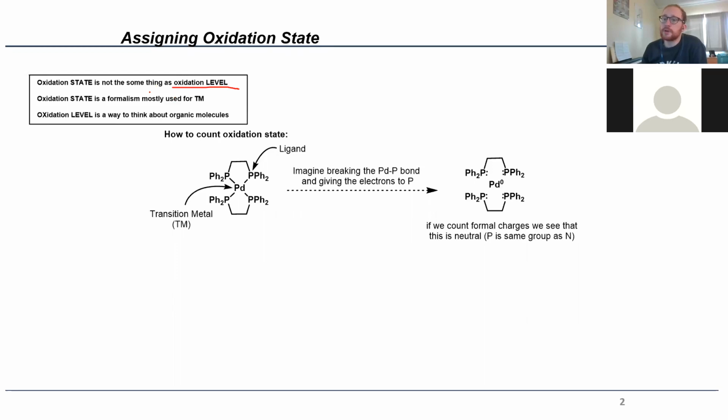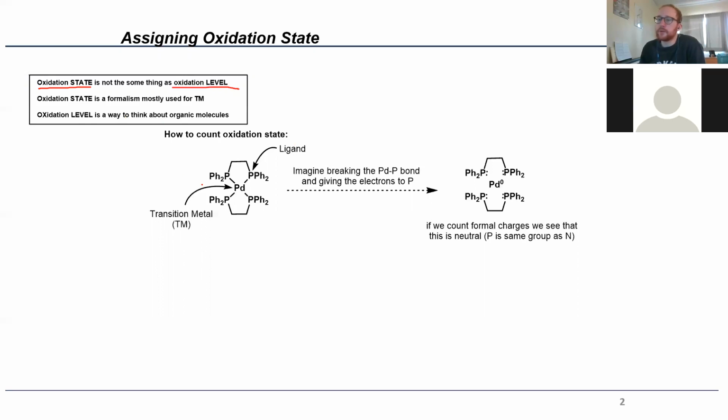But I want to remind you all that oxidation state is not the same thing as oxidation level. Oxidation state is a formalism we mostly use for transition metals. It can be used for basically everything, but it's mostly used for transition metals. And oxidation level is a different formalism that we used for thinking about oxidation and reduction reactions. These are not the same thing. They can be correlated, but don't confuse yourself with them. Oxidation state is different than oxidation level.